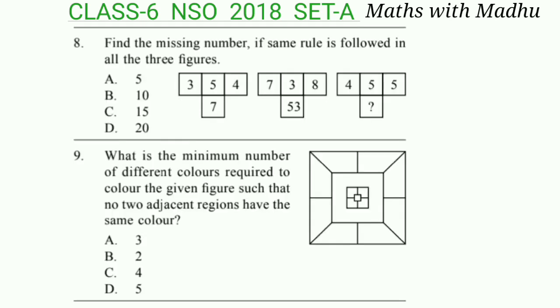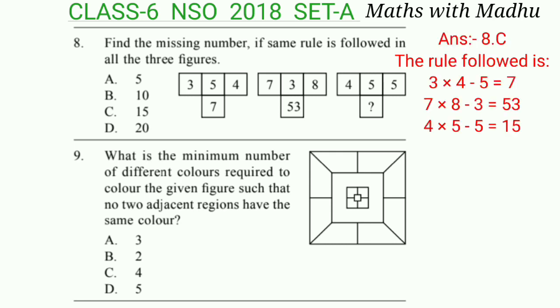Now question number 8. Find the missing number if same rule is followed in all the 3 figures. Look at the figure. The rule followed here is 3 multiplied by 4 minus 5. It will be 7. In the second figure, 7 multiplied by 8 minus 3. It will be 53. Similarly, in the third figure, it will be 4 multiplied by 5 minus 5, we will get 15. So the answer will be option C.